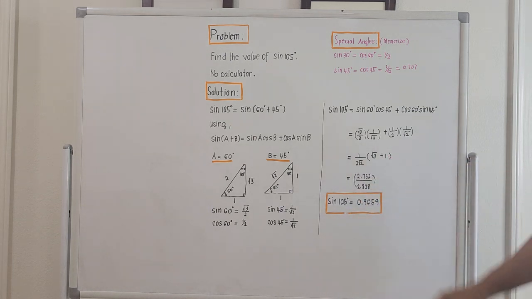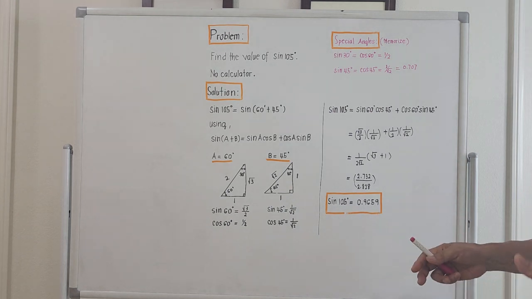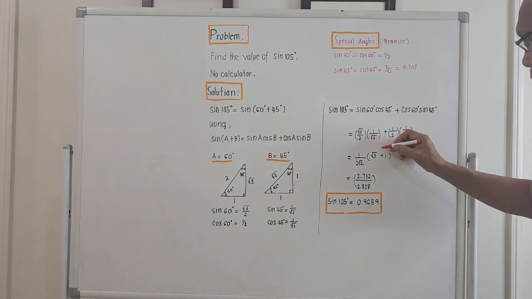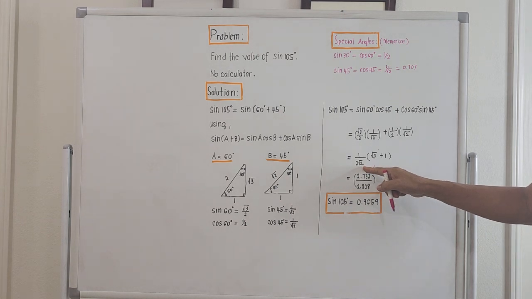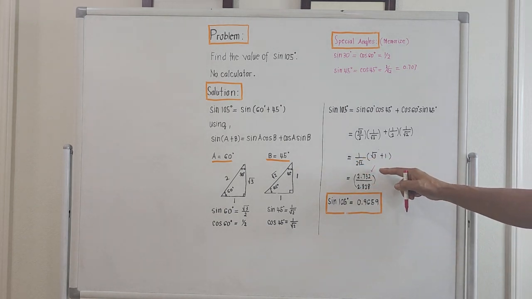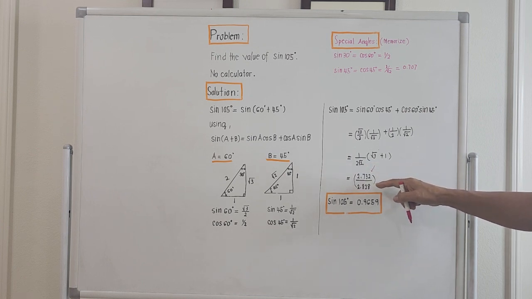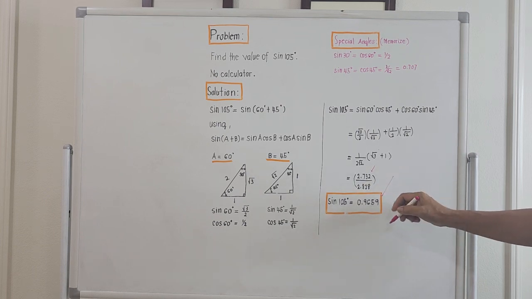If we try to combine, the approximate square root of 3 is 1.732, so 1.732 plus 1 is 2.732. The square root of 2 we may memorize as 1.414, times 2 is 2.828. Dividing 2.732 by 2.828, the sine of 105 degrees is 0.966. It is positive.